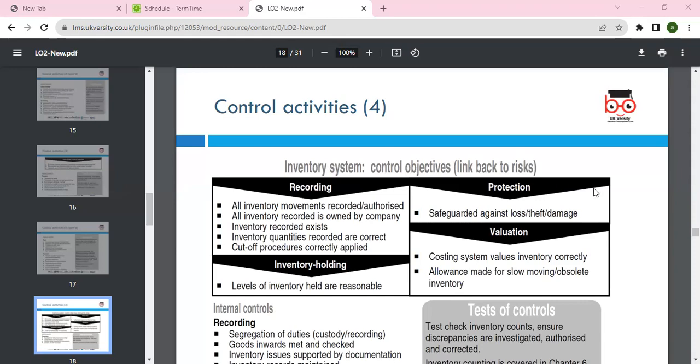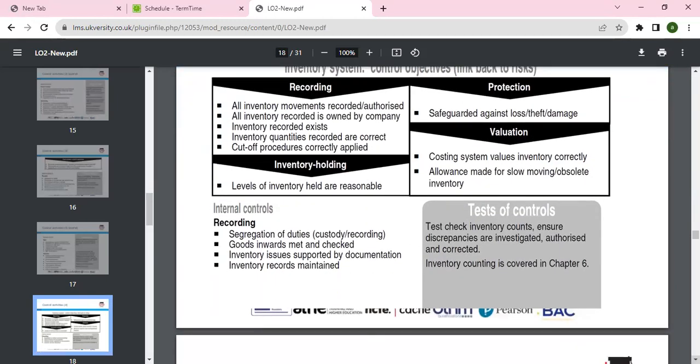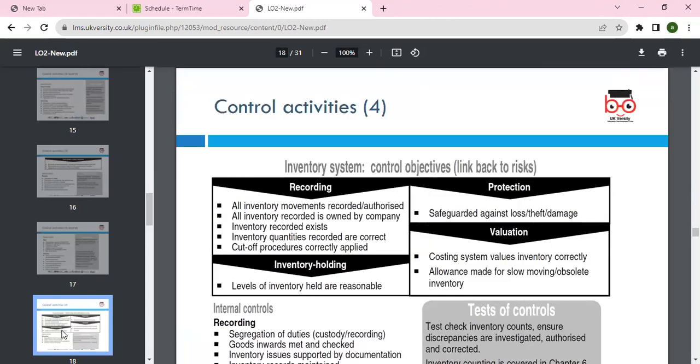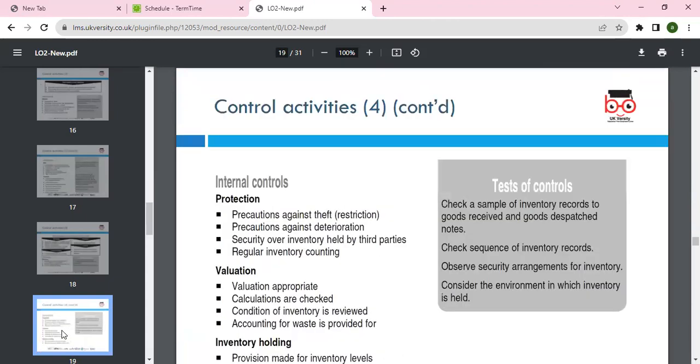So we need to make sure the inventory system has control objectives: recording, protection, inventory holding, valuation of inventory, and the test of control should be in place. That's what we will carry on with. So please, we need to make sure we go through these tests. Any question from anyone? No, not me.